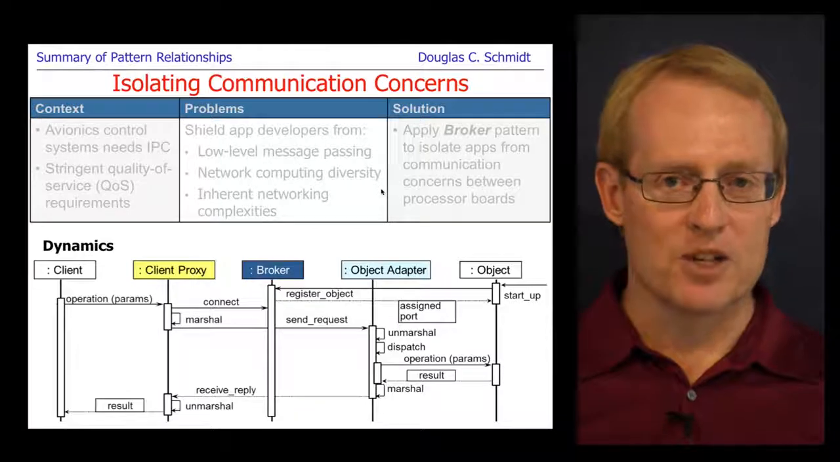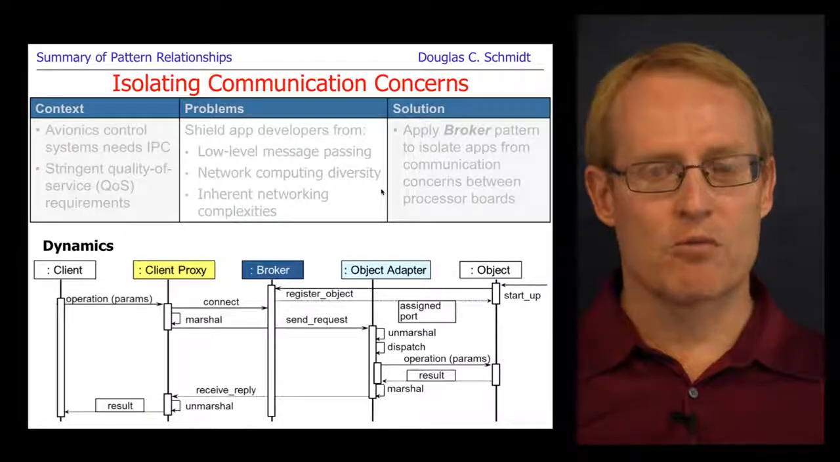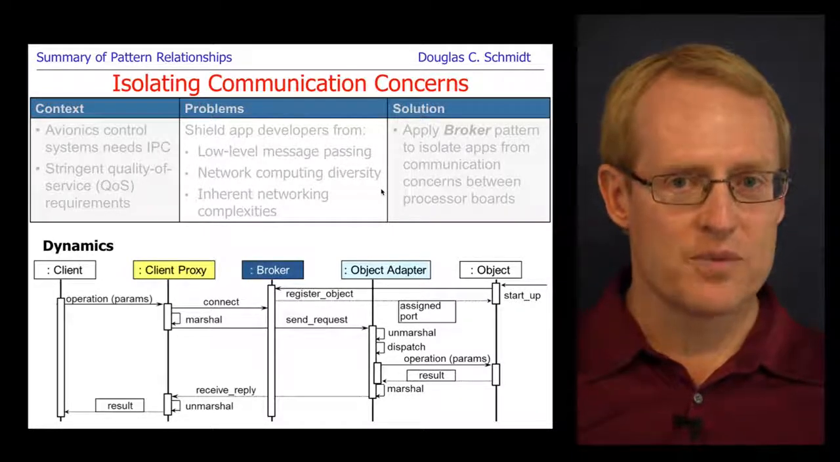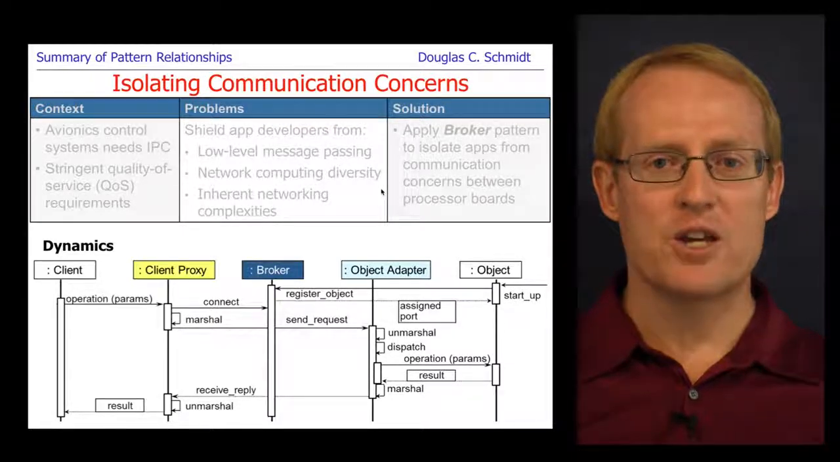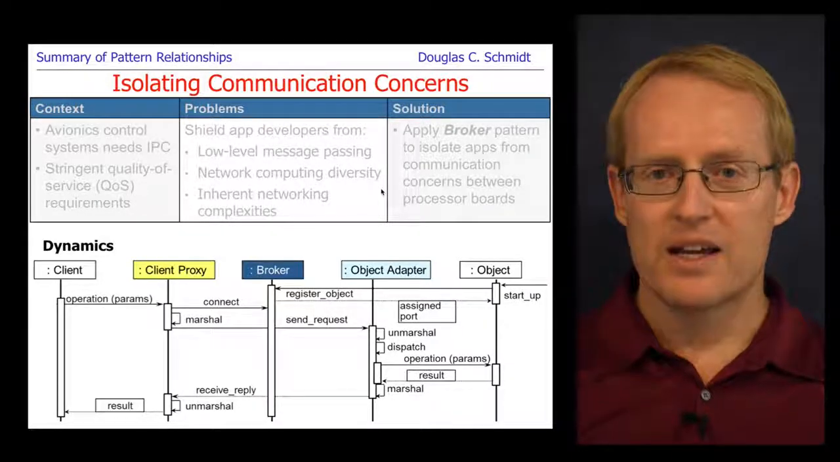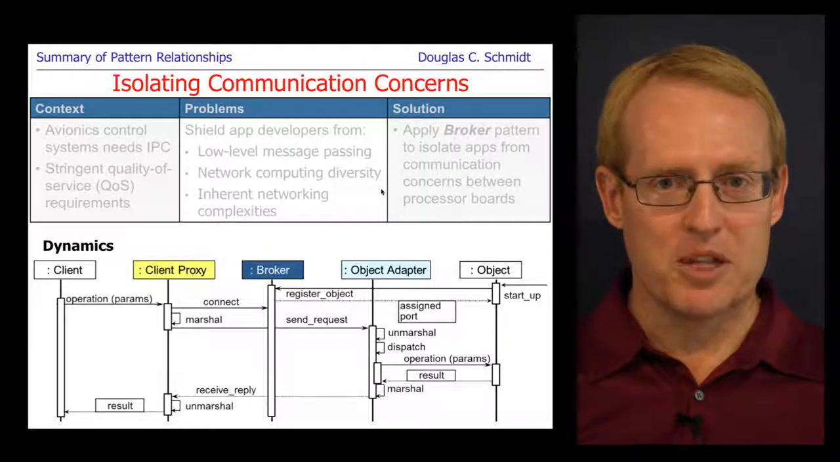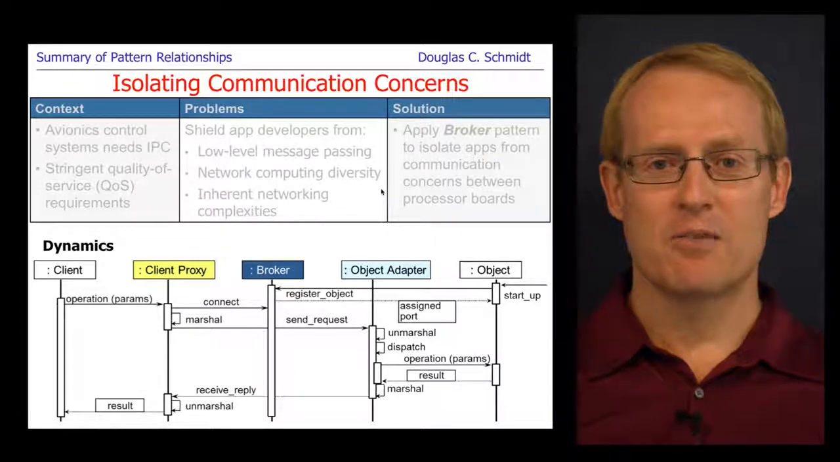Here's a diagram that just illustrates these dynamic steps. The application server registers its objects with the broker. The client discovers those through various means, like a naming service. And then it goes ahead and invokes the operation through some kind of object reference. And the proxy and the adapters and the broker implementation do all the heavy lifting to shield the application developers from these low-level details.